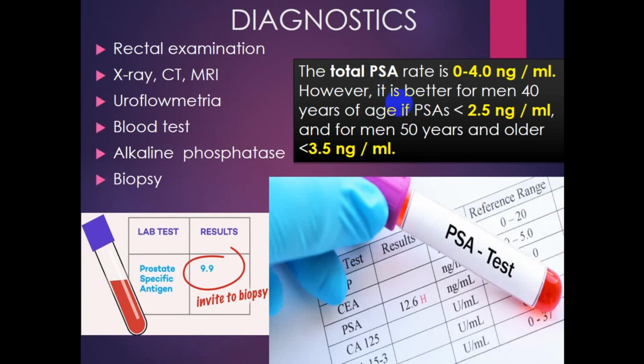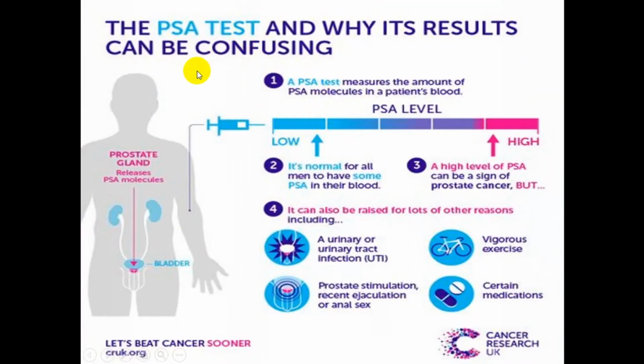The normal rate is from 0 to 0.9 nanograms per milliliter, but for men at 40 years old, normal PSA is less than 2.5, and at 50 years less than 3.4. More points, more risk for a tumor of the prostate. And here you can see some statistics and brief information about the PSA test from Cancer Research of the United Kingdom.